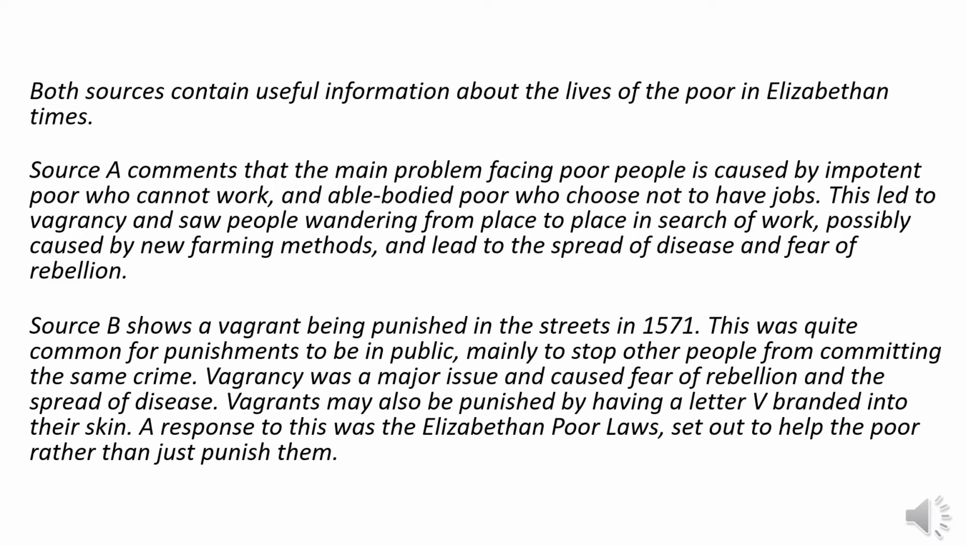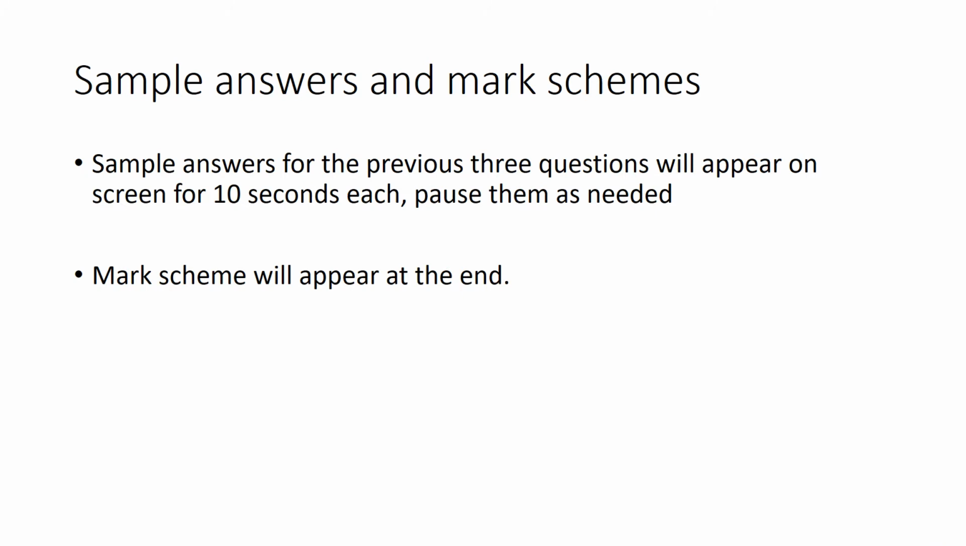Source B shows a vagrant being punished in the streets in 1571. This was quite common for punishments to be in public, mainly to stop other people from committing the same crime. Vagrancy was a major issue and caused fear of rebellion and the spread of disease. Vagrants may also be punished by having a letter V branded into their skin. A response to this was the Elizabethan poor laws, set out to help the poor rather than just punish them.